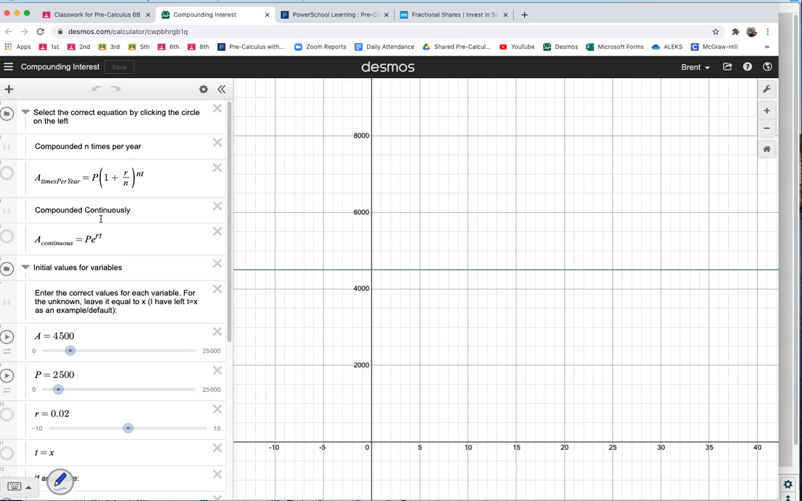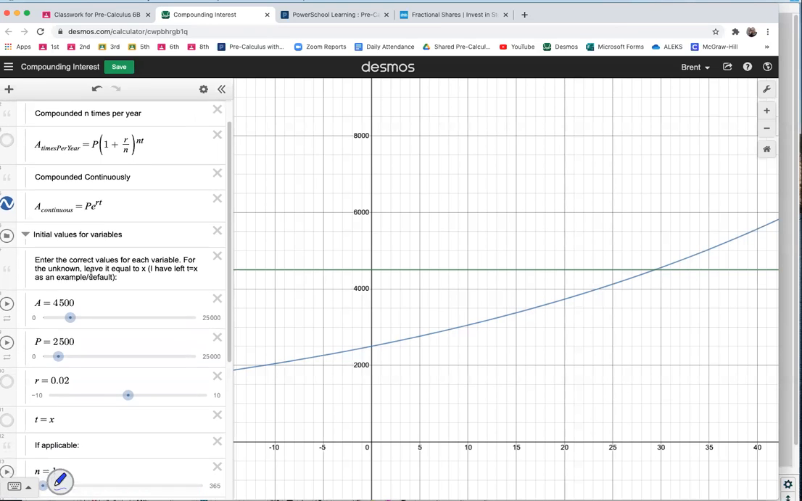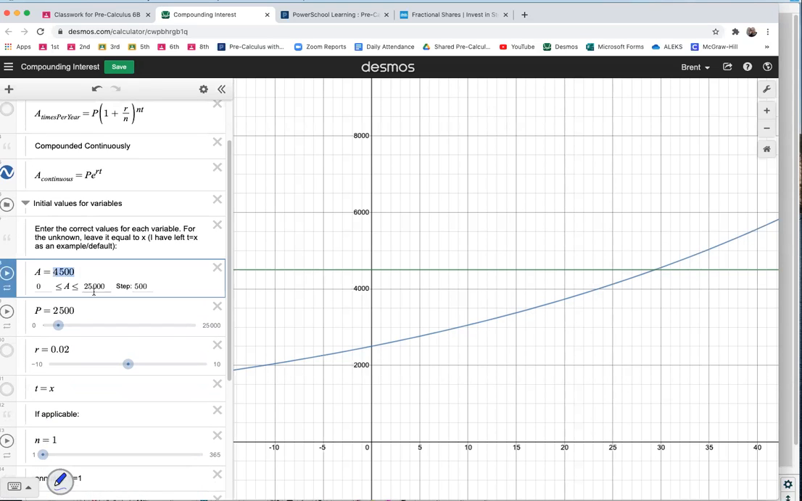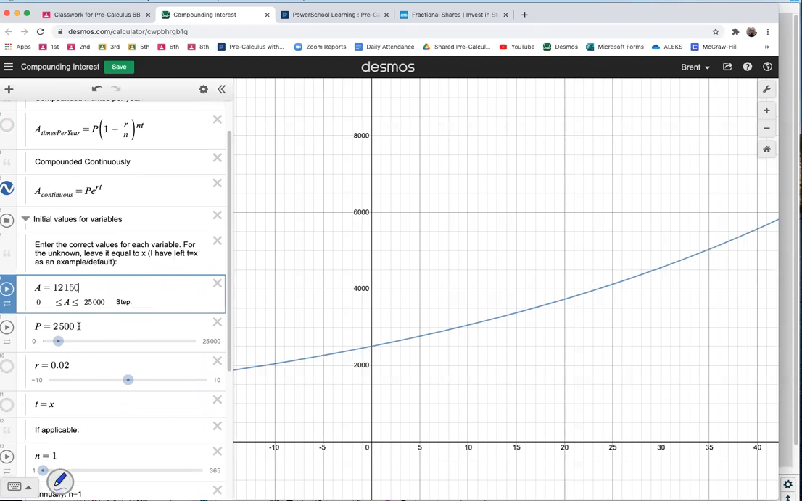Okay, which of the two formulas are we using? The one with the N or the PERT? For number one, PERT. So click this circle on the left. That's what the first instruction says. Secondly, we need to plug in our values. So the A was 12,150. The P was 300.